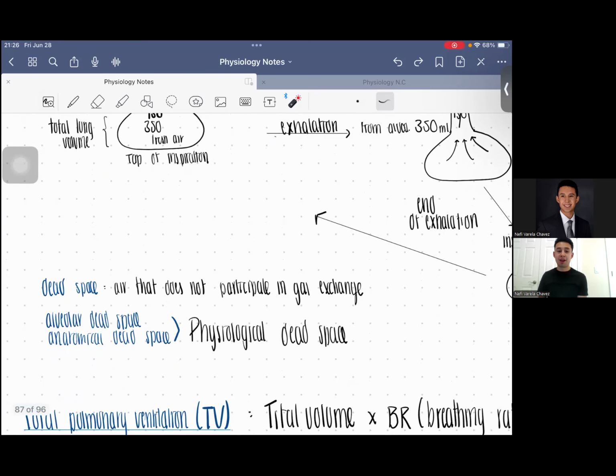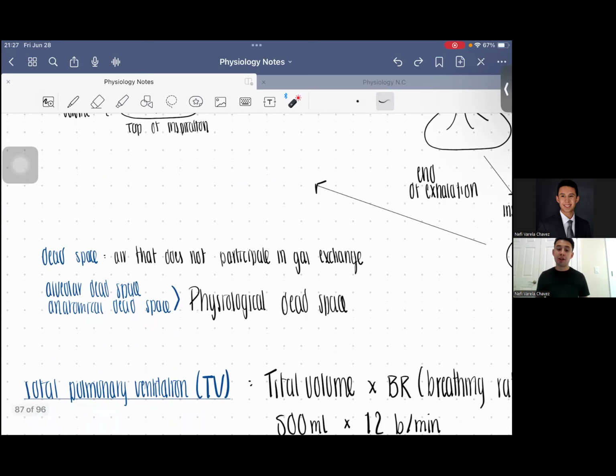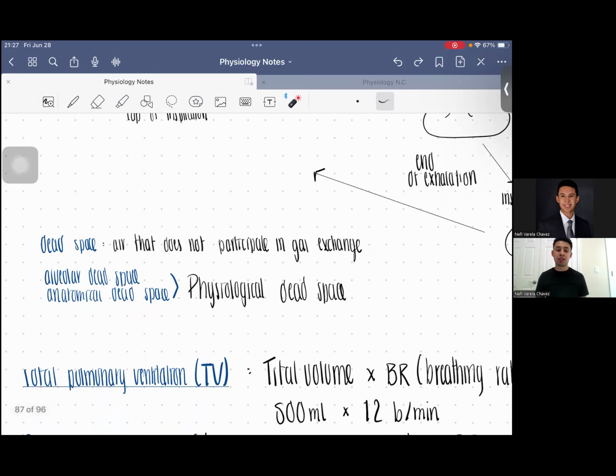Dead space is gonna be the air that doesn't participate in gas exchange. We have alveolar dead space, and we also have anatomical dead space. Okay, that's referring to oxygen that is not participating in gas exchange. And in total, the addition of those two values is going to give us physiological dead space.